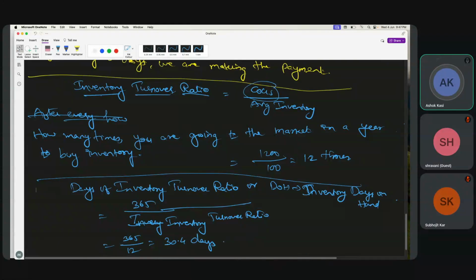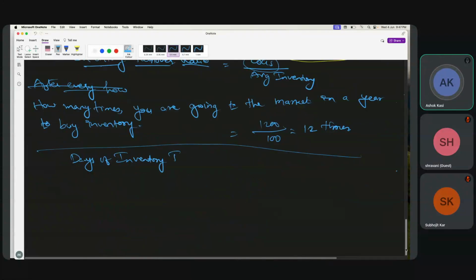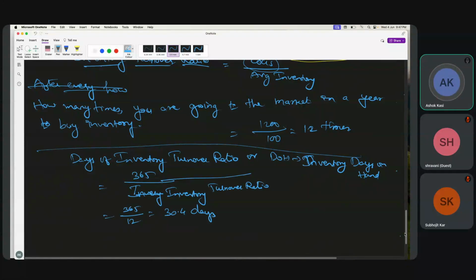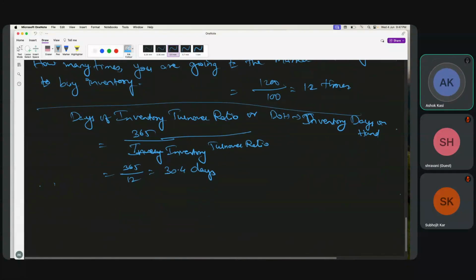So after every 30 days, we are going to the market to get inventory. That means after every 30 days, we are going to the market to get inventory.